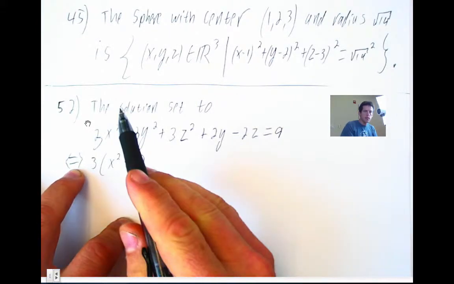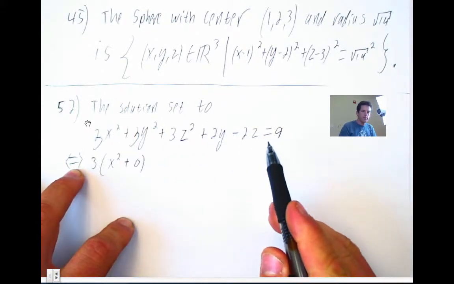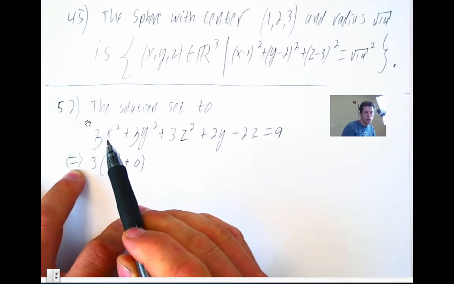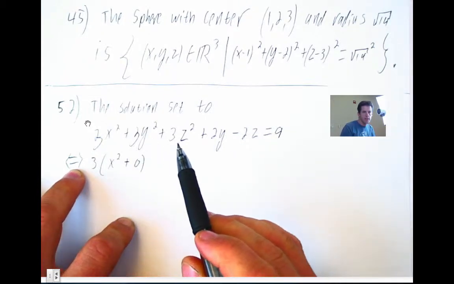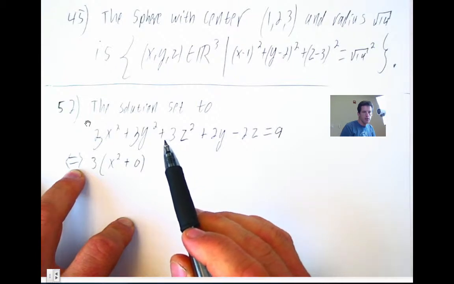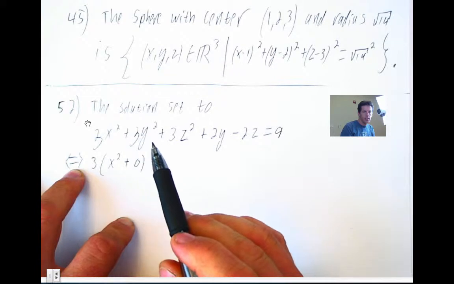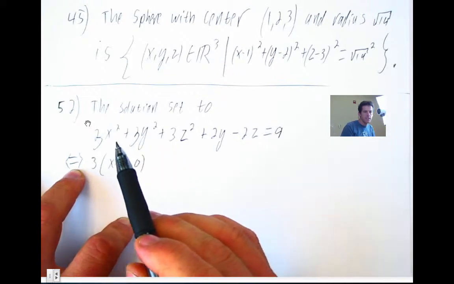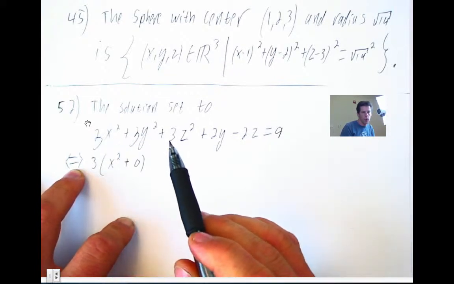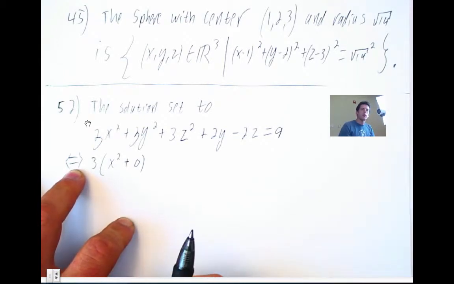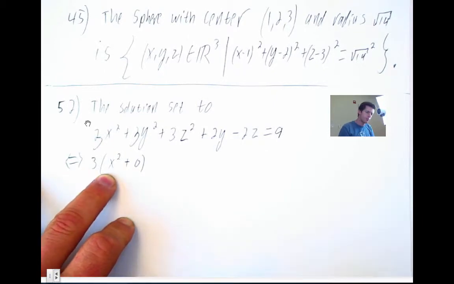The solution set to this algebraic equation, well, it'd be nice to put that in standard form. I see that it is quadratic in x, y, and z, and also that the x squared, y squared, and z squared terms all have positive coefficients, 3, 3, and 3. That's the signal that the solution set to this is going to be a sphere, but I'm going to put this in standard form first.